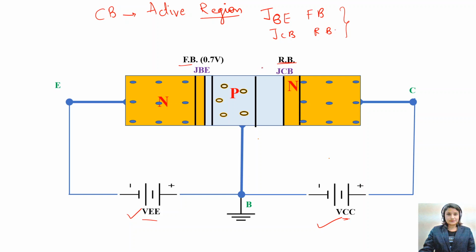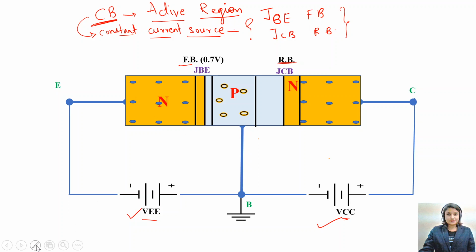Okay, so now what happens when you connect these batteries, we have to study. And one thing I have mentioned earlier, CB configuration is used as a constant current source. Rather than using it as an amplifier, CB configuration is always used as a constant current source. Mind it well, in the active region only. And why this is, that question arises, and that answer also you can get from this video.